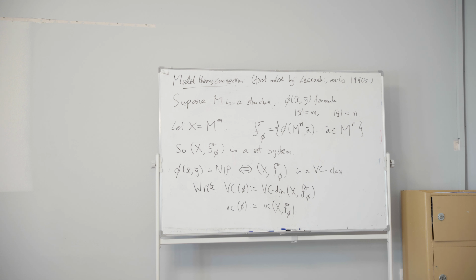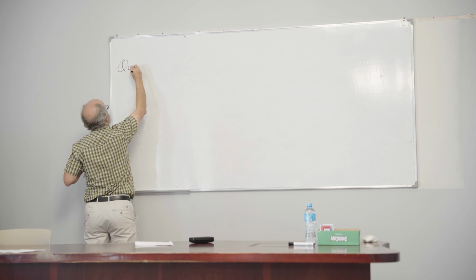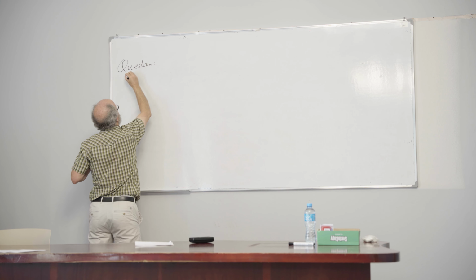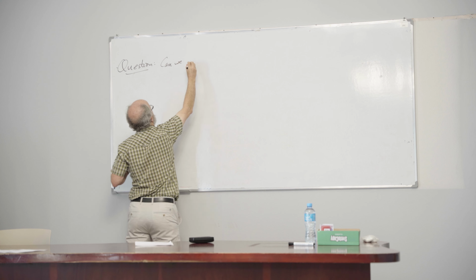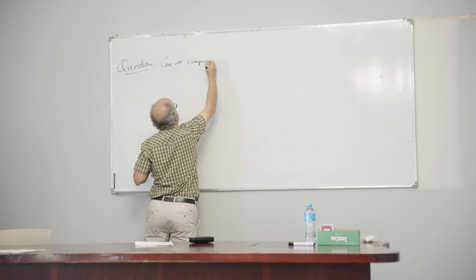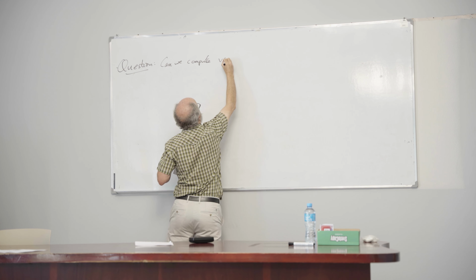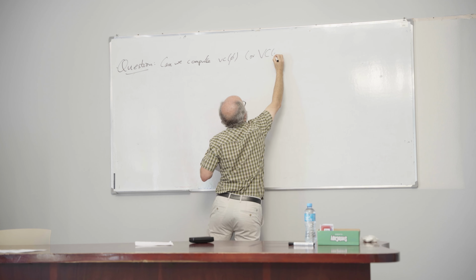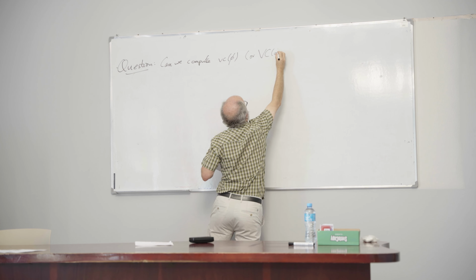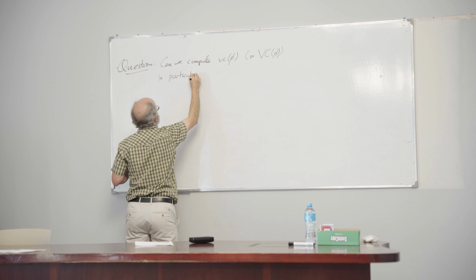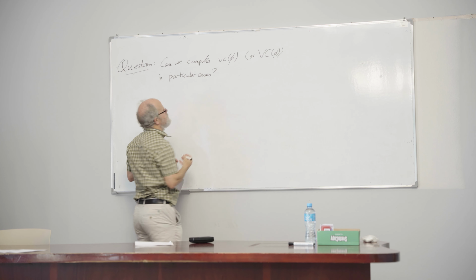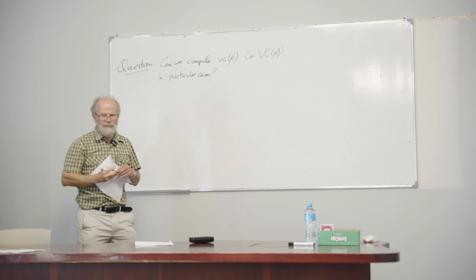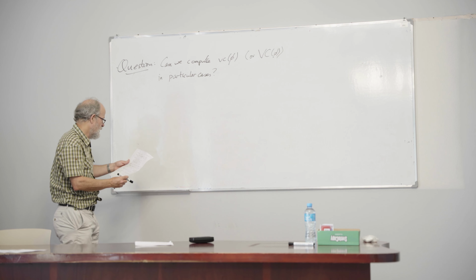So then the general question, the sort of question for model theorists, is: can we compute VC of phi, or capital VC of phi, in particular cases? Say looking at NIP theories. There are other questions too, of course, but that's a natural kind of question.